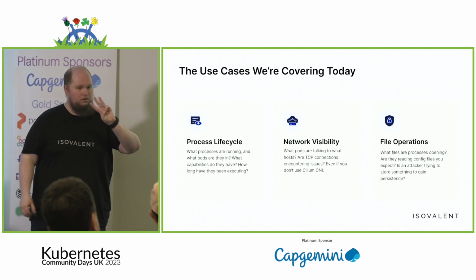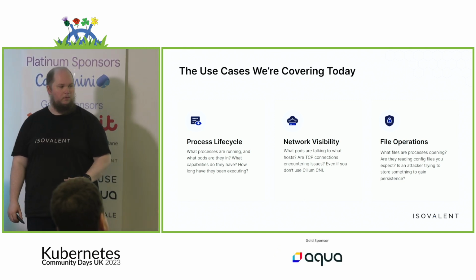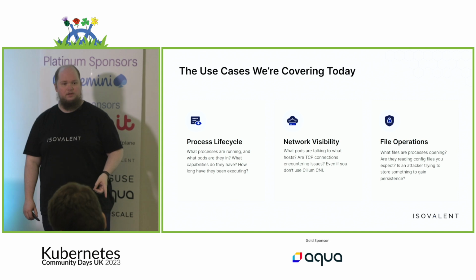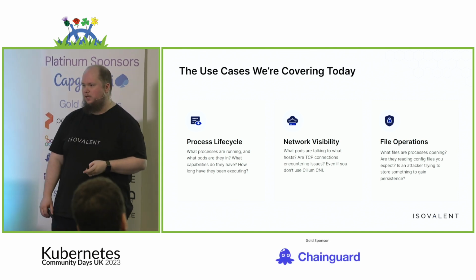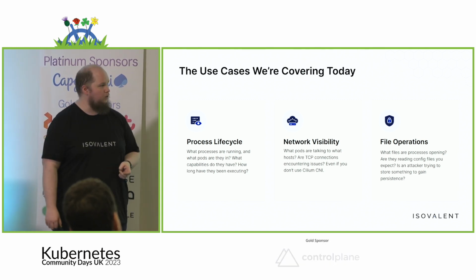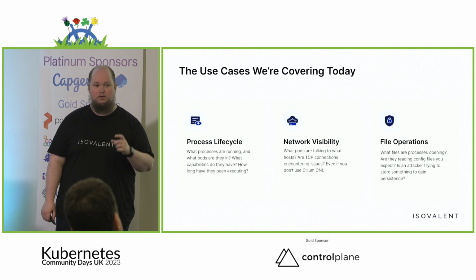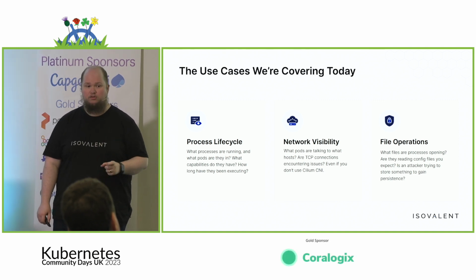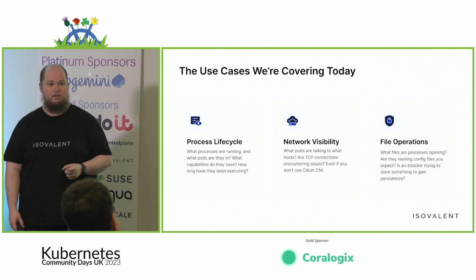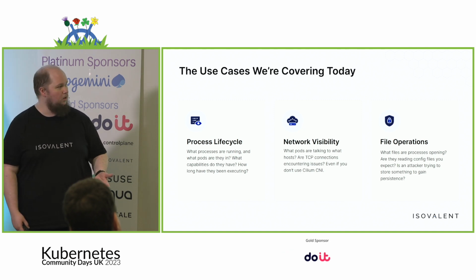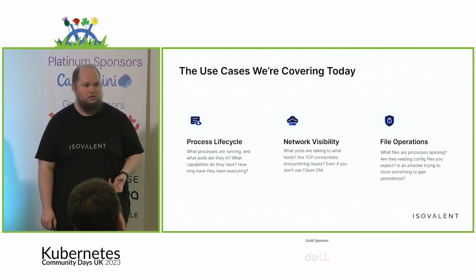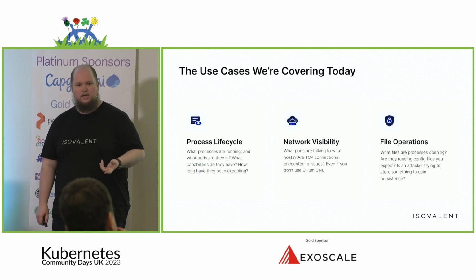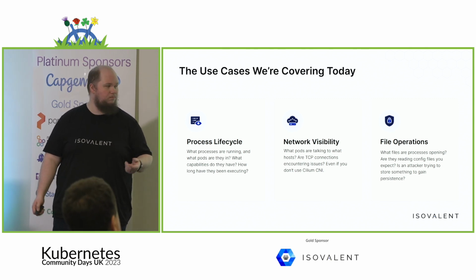We're going to focus on three main use cases. We're going to talk about process lifecycle and seeing what your processes in your cluster are up to. We're going to talk about network visibility, including if you don't use Cilium as your CNI. Tetragon does not require Cilium running in the same cluster, but of course it does work well with it. And we're going to talk about file operations, so weird things in containers opening files that they shouldn't.